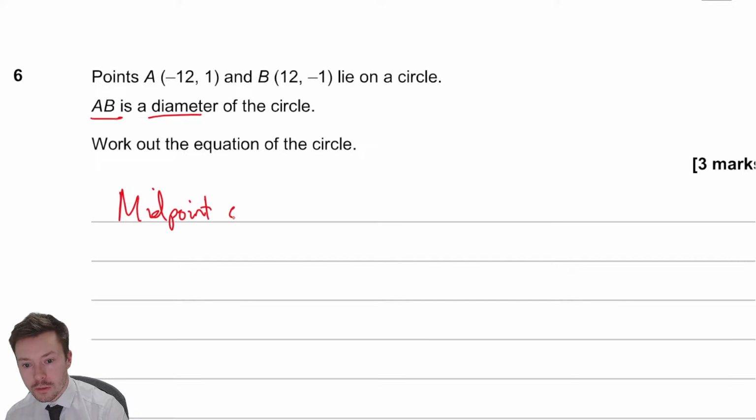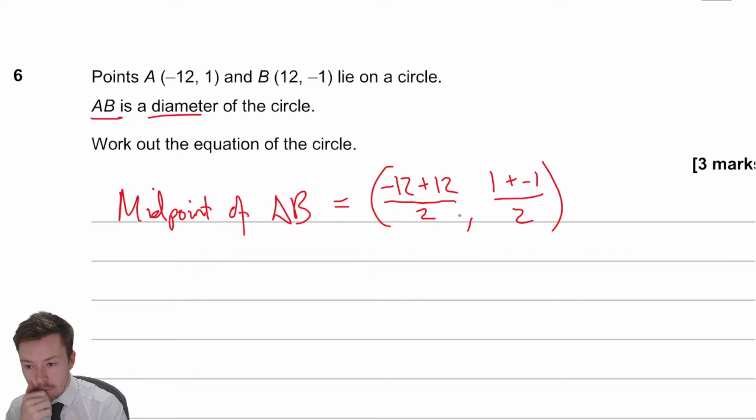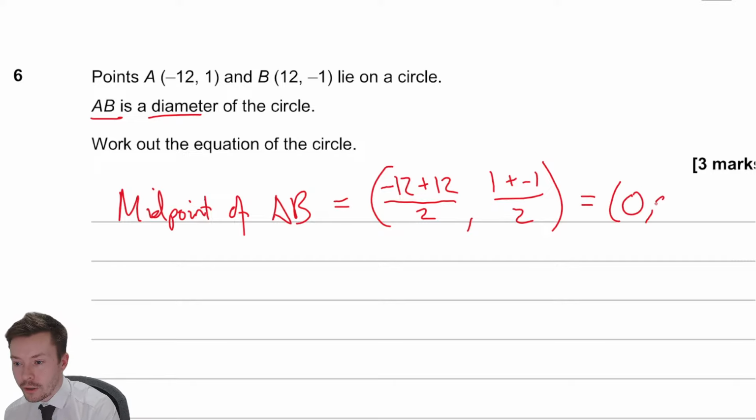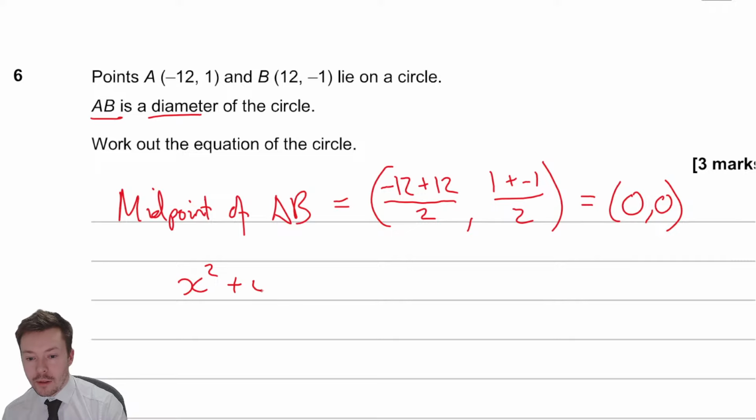So the midpoint of AB is going to be, basically, add your coordinates together and halve it. So minus 12, add 12 and halve it. That's my x coordinate. And then 1, add minus 1 and halve it. So that's going to give us 0, 0, which is pretty nice. So then we know it's going to be x squared plus y squared, and that has got to be equal to r squared.